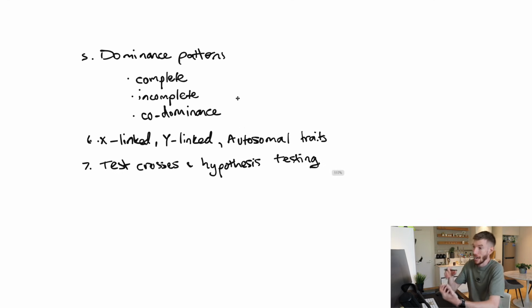Then we have dominance patterns. So this whole time we've been assuming that the dominant trait completely masks the effect of the recessive one. And so this is what we've been talking about here with complete dominance. But you can also have incomplete dominance. And so what this means is that you kind of have the dominant trait not fully able to dominate the other trait. So instead it kind of blends with it.